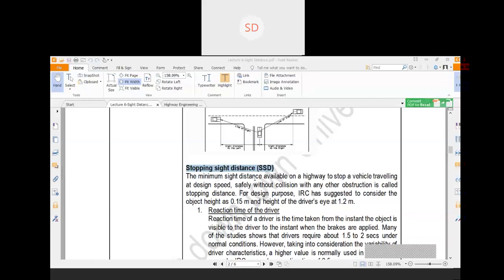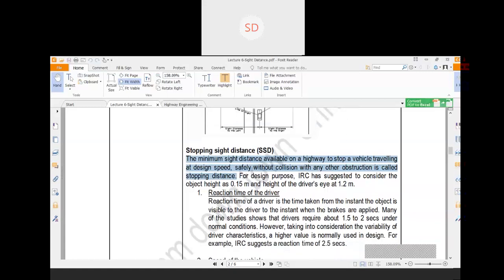The minimum sight distance available on a highway to stop a vehicle traveling at a design speed, just remember this term, design speed, safely without collision with any other obstruction, is called stopping sight distance. Suppose a vehicle is moving on the road with a particular design speed. The stopping sight distance is a particular distance in which a driver has the visibility to stop the vehicle before colliding with another obstruction.